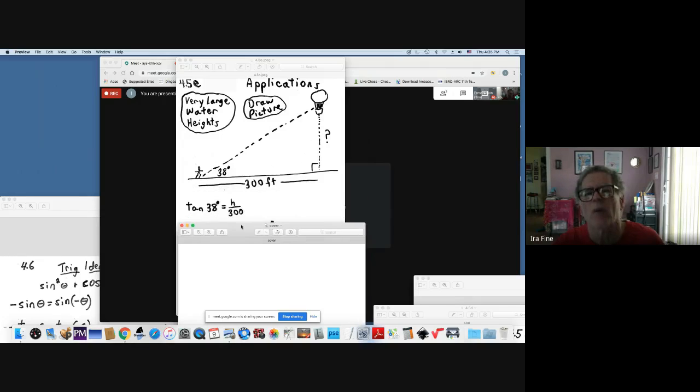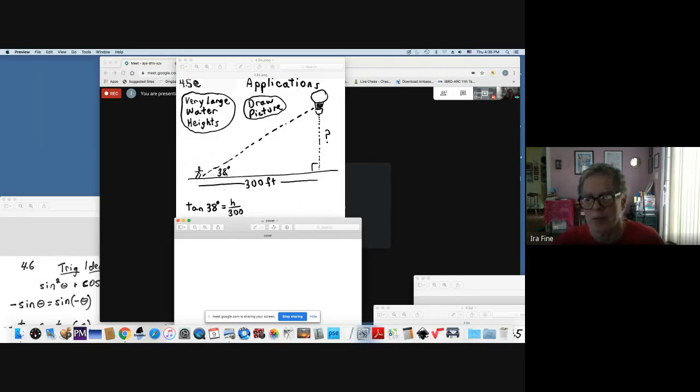We now know we want to use the tangent. Remember, you always want to use the trig function of the angle that uses the two sides of the triangle, which might sometimes include the hypotenuse. The two sides should be the one you know and the one you have to figure out. So here, this is the adjacent, this is the opposite. That's the trig function that uses the tangent, right? So the tangent of 38 is going to be h over 300.